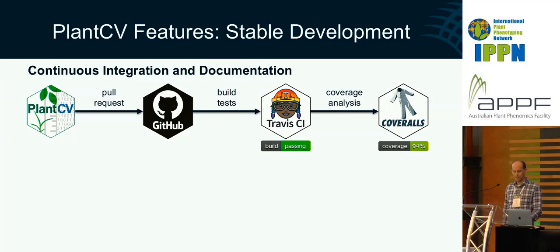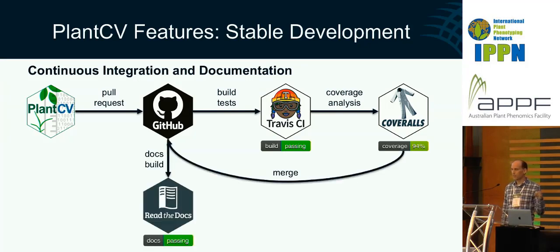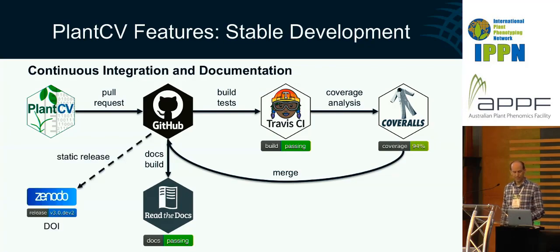If everything looks good at that point, we can merge that code into the main version of PlantCV. It rebuilds the documentation automatically, and then that becomes the latest version. And then we also will make periodic static release points as bookmarks, and those are archived on Zenodo automatically.